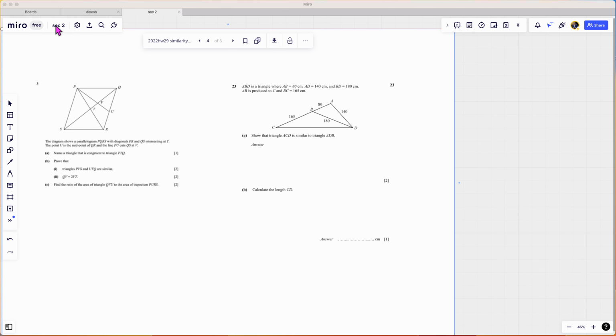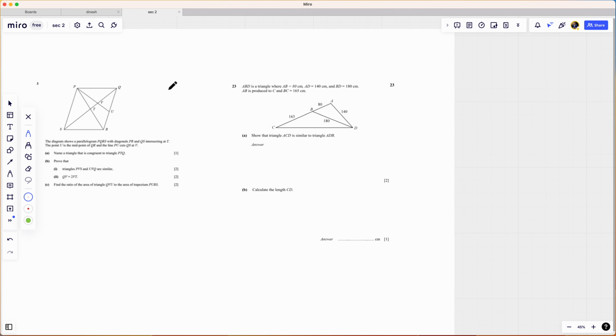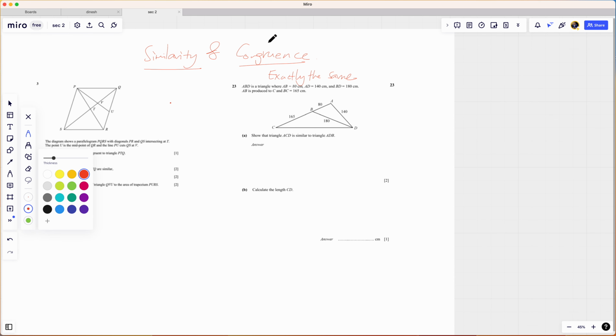Who teach you, but when it comes to similarity and congruence, this chapter is called similarity and congruence. Okay, similarity means similar. Congruence, exactly the same. So I hope you differentiate these two. One is exactly the same, which is the meaning of congruence. Similarity is similar. Okay, so let's do question 23 first.